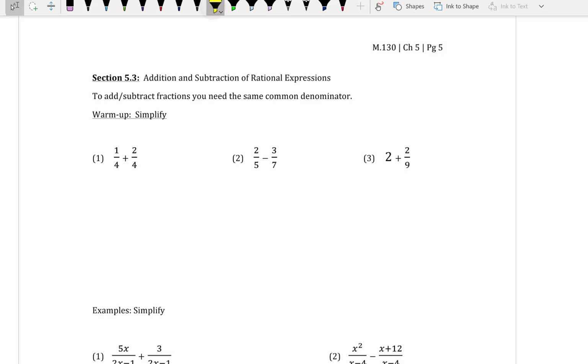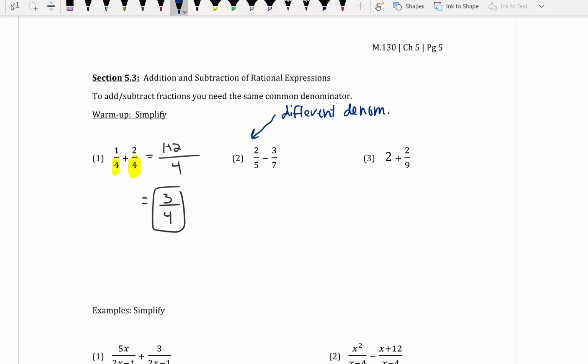So here, for number 1, because our denominator is 4, what we get to do is keep that same denominator and we add 1 plus 2, which gives us just our 3 over 4. So hopefully that should be somewhat of a reminder. Now, what's different about number 2 is that we have different denominators. So because we have different denominators, we're going to find the lowest common denominator, right?